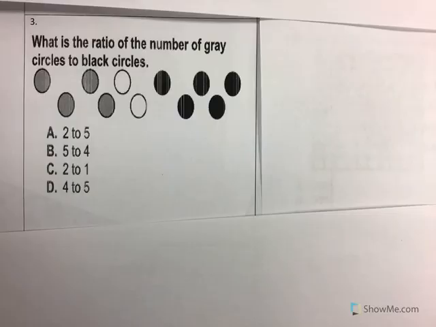Okay, number 3, it says the ratio of gray circles to black circles. So I'm going to count up gray. 1, 2, 3, 4 gray circles. And then I have 1, 2, 3, 4, 5 black circles. So my ratio of gray to black is 4 to 5.